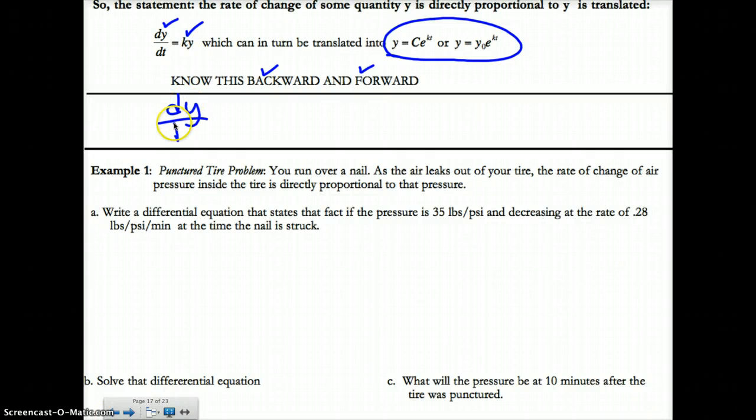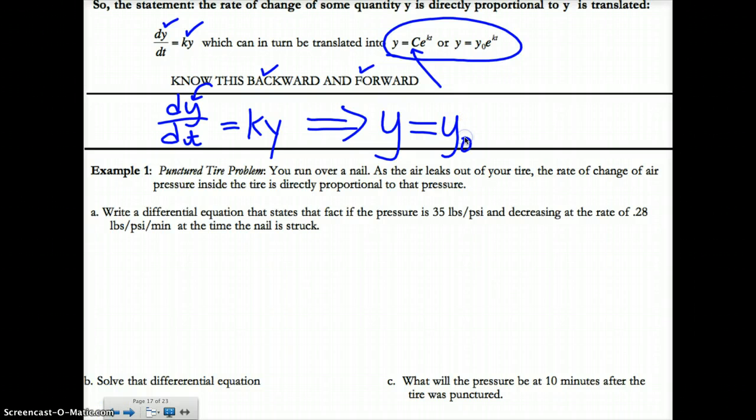If we know dy/dt, the rate of change of some quantity y, is directly proportional to that quantity y, okay? When we solve that for y using the process on the previous page, we always will get this model: y is always going to be equal to some constant, and that constant is actually the starting quantity, which we're going to call y sub 0.